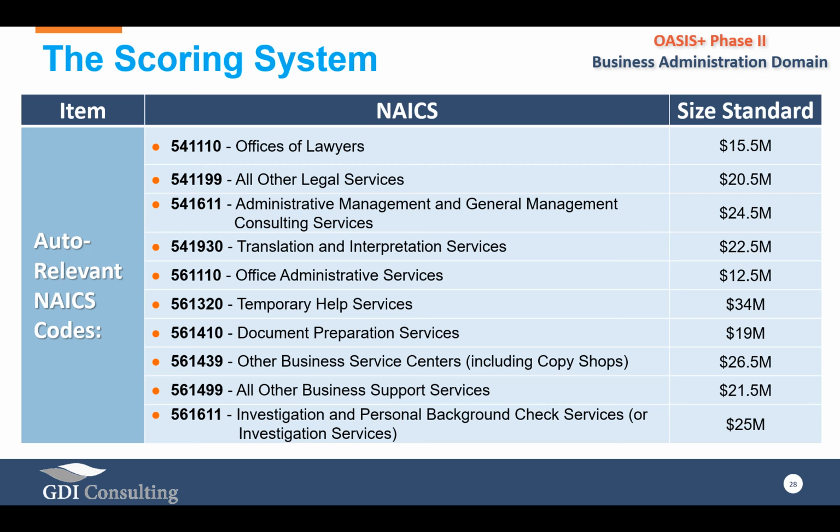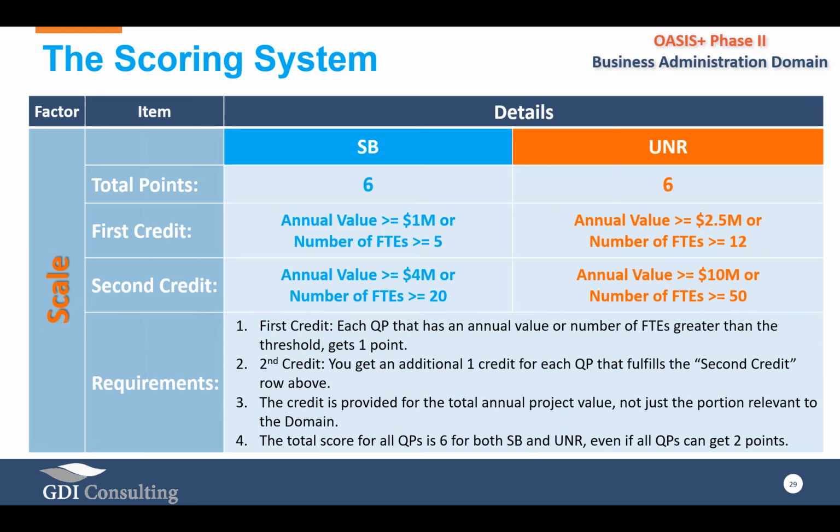Okay. Let's look at the second subfactor, which is called scale. For each QP contract, you get a point if the annual value is greater than or equal to $1 million for small business and $2.5 million for unrestricted. Or maybe the value is not that high, but the number of FTEs is equal to or greater than 5 for small business and 12 for unrestricted. In that case, you get 1 point.